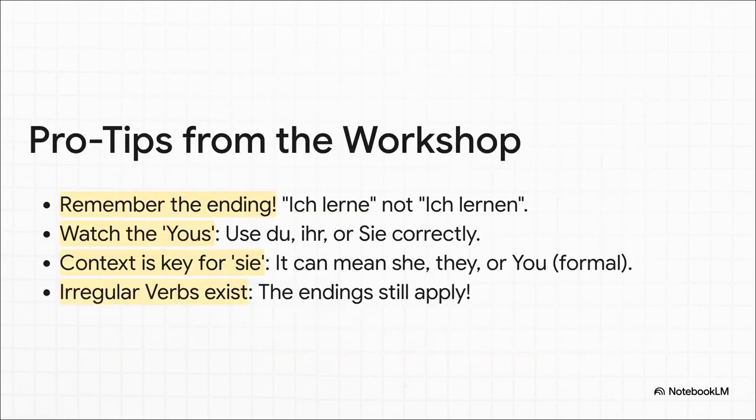The biggest mistake people make is forgetting that ending. Saying ich lernen is like saying I to learn in English. It's a dead giveaway. It has to be ich lerne. And always watch out for those different du's. And yeah, some verbs are irregular, but here's the cool thing. Even they still use these same endings we just learned.